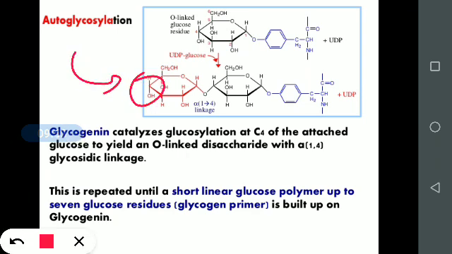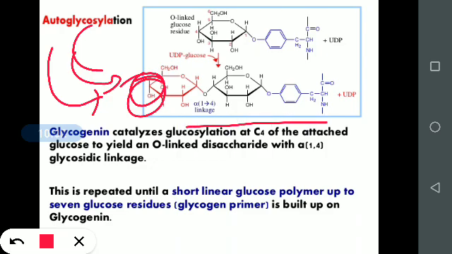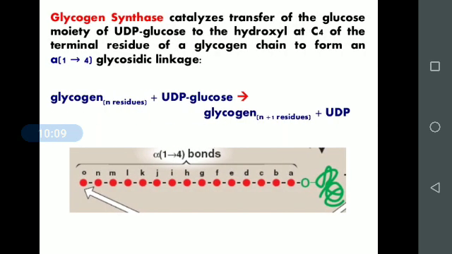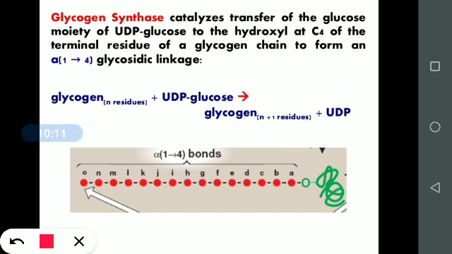Next glucose molecule C4, and the next glucose molecule C4, and the next glucose molecule C4. So the C4 hydroxyl group of the last residue of the glycogen moiety. In this way the chain will elongate. So glycogen synthase acts on glycogen n residues plus UDP glucose to give glycogen n plus 1 residues, and UDP will be released. So in this way chain elongation will be seen.